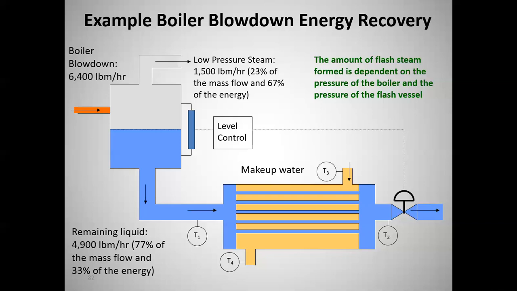So if you were only going to do one of these two, well, you could put in the flash tank and you get 67% of the energy and just forget about the heat exchanger and go ahead and throw that away. I mean, you still got almost 70% of it. That's something to consider. Absolutely.